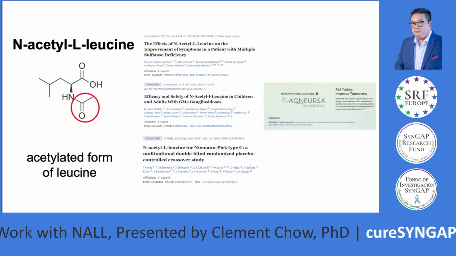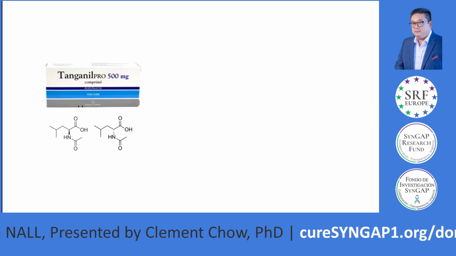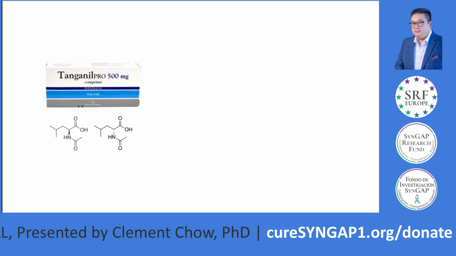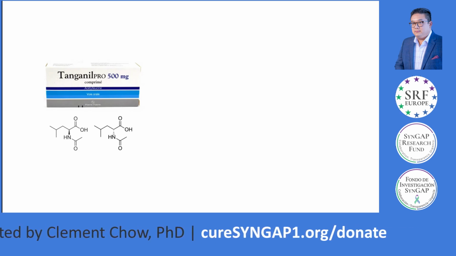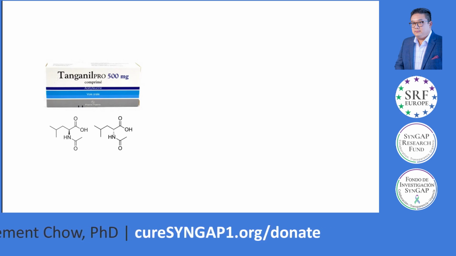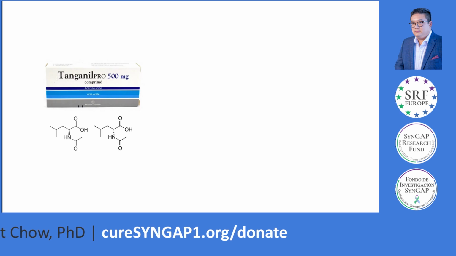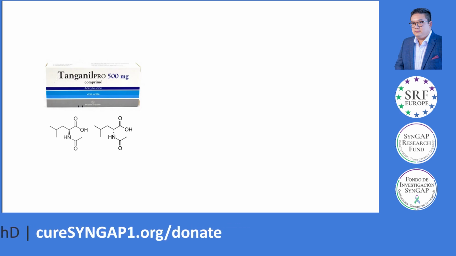Many of you know this as Tanganil, which is actually a mixture of two different forms of acetyl-leucine, N-acetyl-L-leucine and N-acetyl-D-leucine. So L is on the left and D is on the right. You can see that they're slightly different. The acetyl group sticks out of the page in one and into the page in the other. So they are different. It's subtle, but it's a big difference.